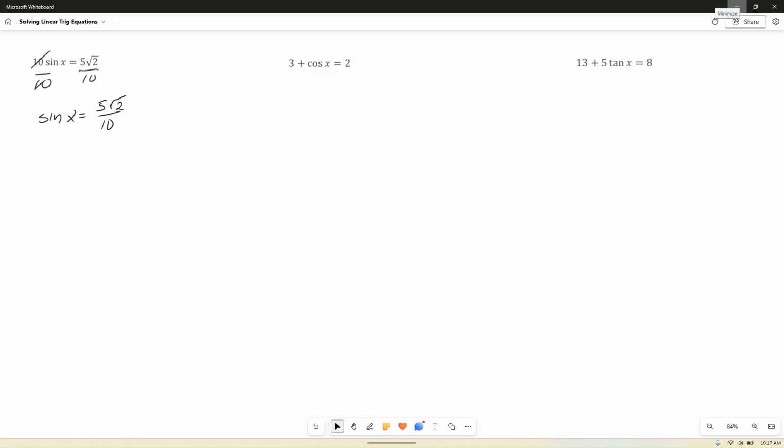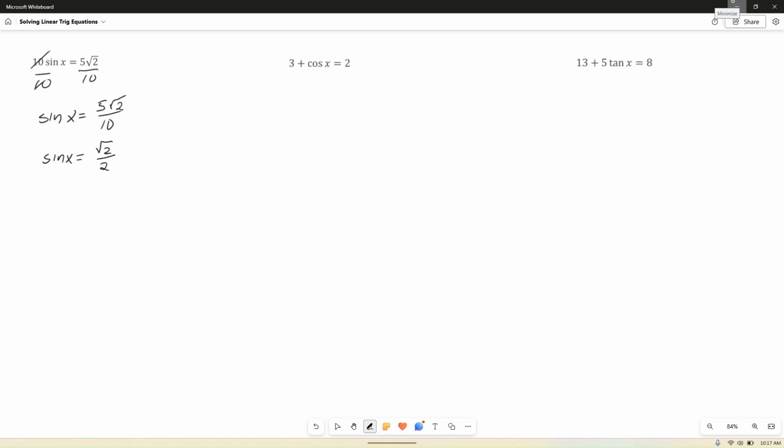That may not look like a unit circle value right now, but if we simplify that right side a little bit, it will look more familiar. So we have the sine of x is equal to the square root of 2 over 2. We should recognize that as one of our nice unit circle values. And so we want to figure out what angle makes sine equal to square root of 2 over 2.